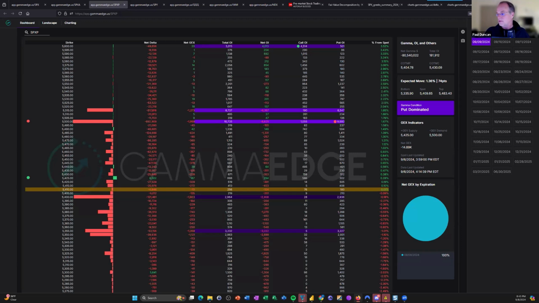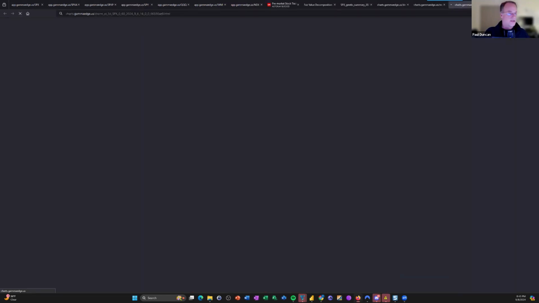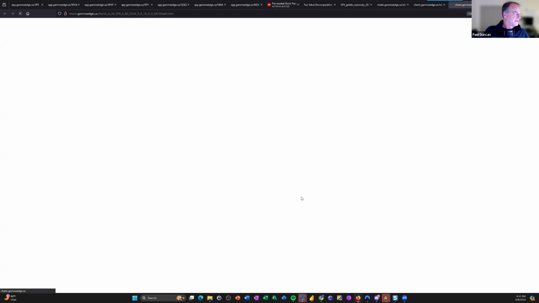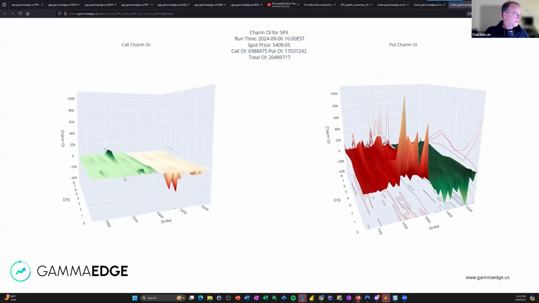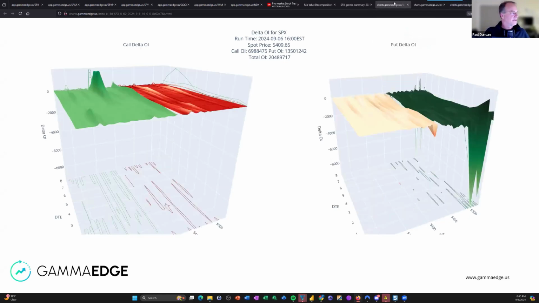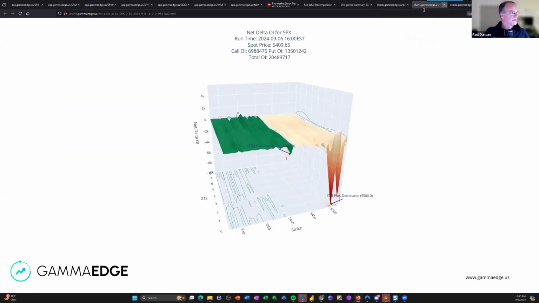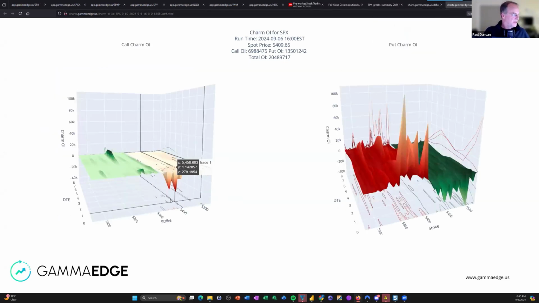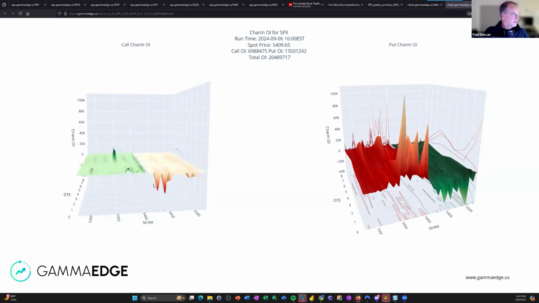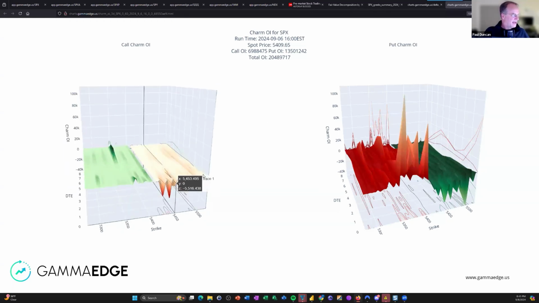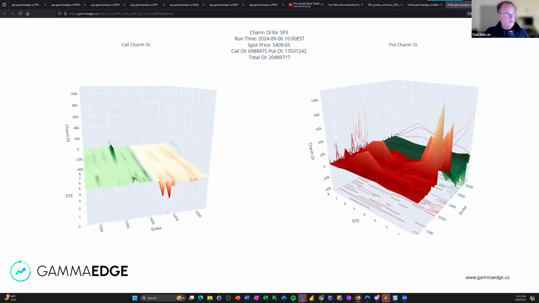So I ran some charm charts, same charm charts that I ran as the delta. And lo and behold, we get a little bit different picture than what we had here, right? I'm just going to close this. So what this is basically telling us, right? Charm is laid out the same. Prices are here. So effectively, we have the charm of calls, which is here on the left-hand side, and the charm of puts here.